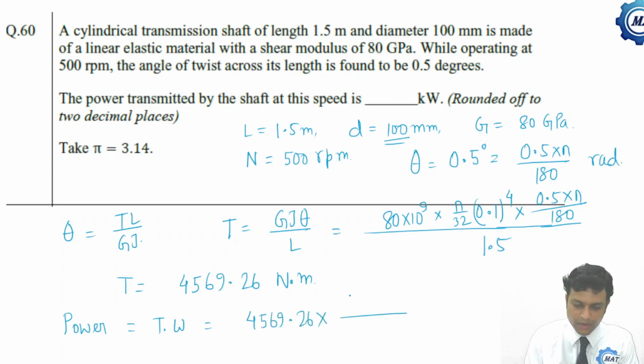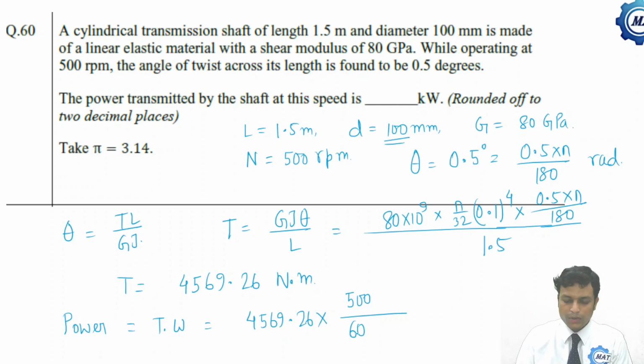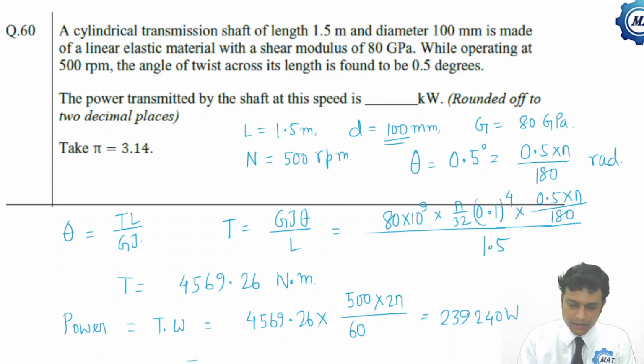Then power, we know that power is torque into omega, that is 4569.26 into omega, which is 500 by 60 rotations per second, and one rotation is 2 pi radian. Calculating this, you will get 239,240 watt. It has been asked to find in kilowatt, so 239.24 kilowatt.